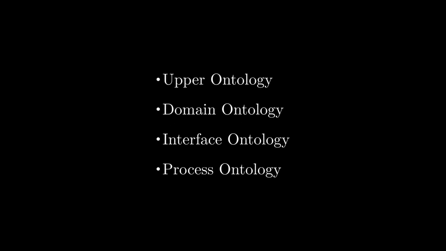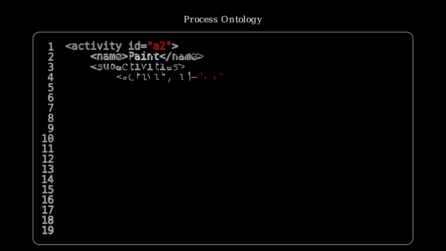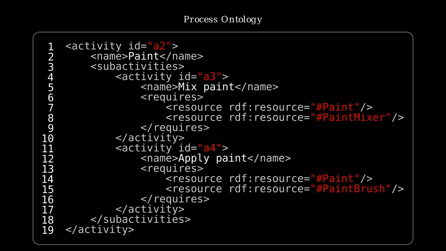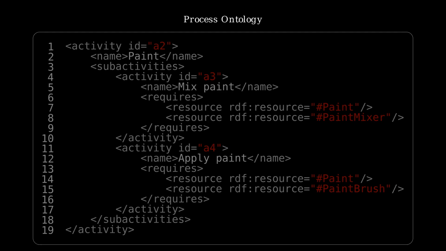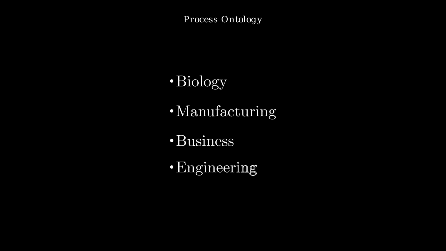Within the field of information science, we have the upper ontology, domain ontology, interface ontology, and finally the process ontology. The process ontology describes a process in terms of components and their relationships. This allows for a description of processes in a more intuitive fashion. It is important to note that a process ontology is about the content and not the presentation. The main areas of application are business processes, engineering, and manufacturing.